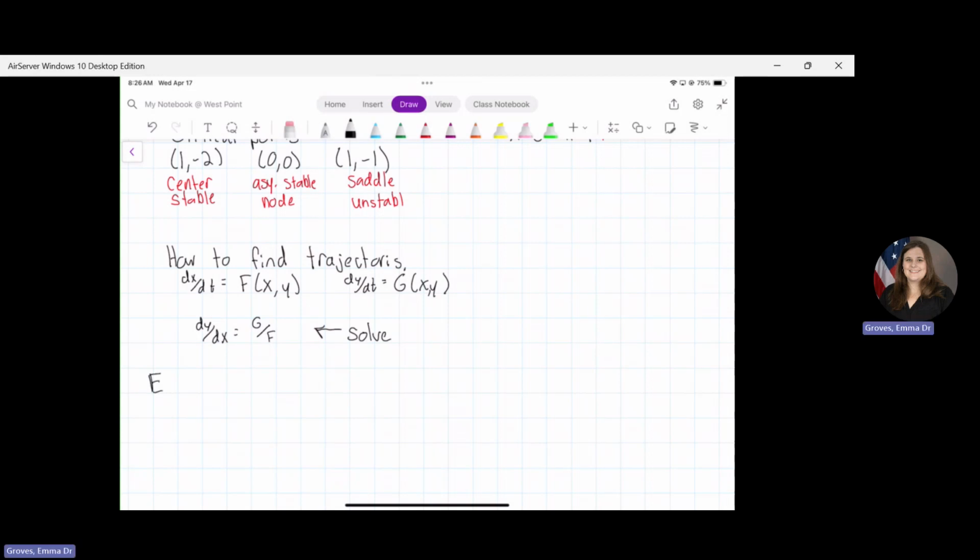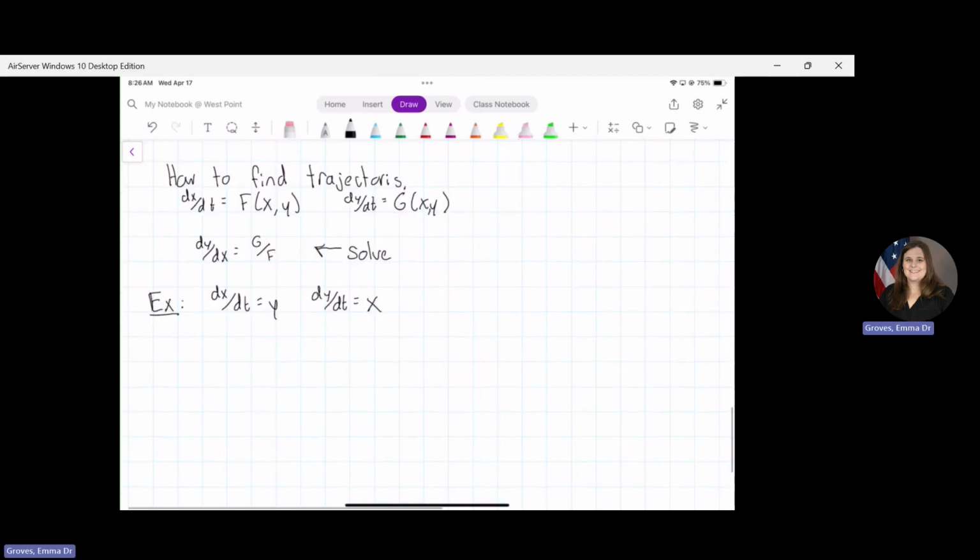So let's just look at a really easy example. Let's say that dx/dt is y and dy/dt is x. So for my new differential equation, I'm going to have dy/dx equals x over y.